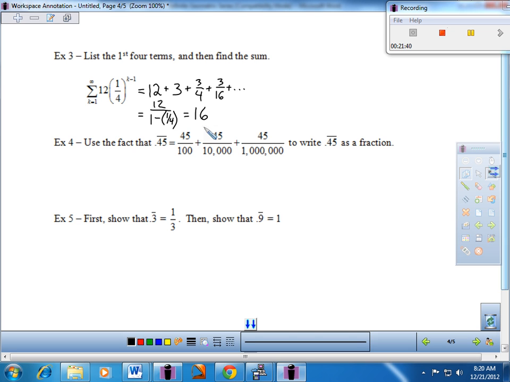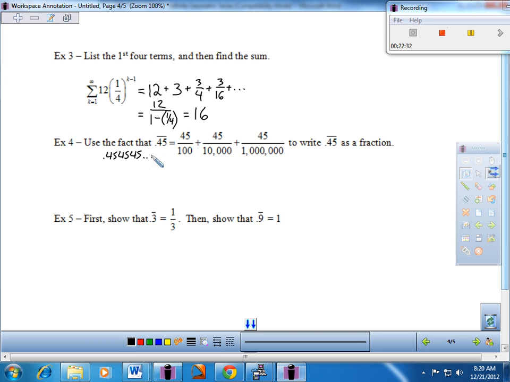Neat. We're going to do a couple of repeated decimals to show this, and let's see how it works. Example 4, everyone: use the fact that 0.45 repeating is really 45 1/100ths plus 45 10,000ths plus 45 1/1,000,000. If you're not sure why that is, let me come off to the side. That's what this is right here.